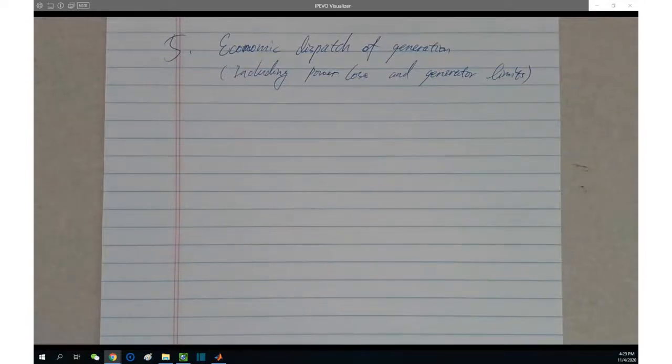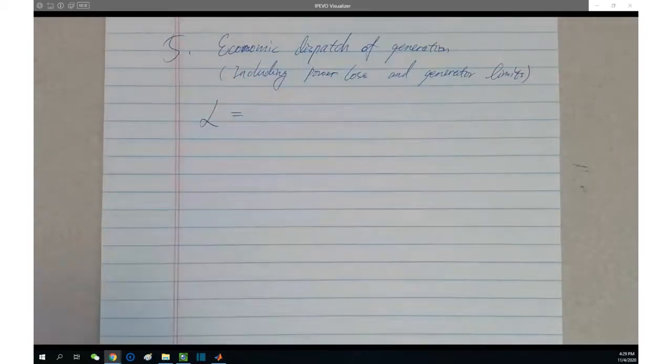Neil's saying adding power loss to PI, the coordination equation. No, we can't directly do that. It's not optimal. How to find the optimal? You need to go back to the original idea. How do we find our optimal?